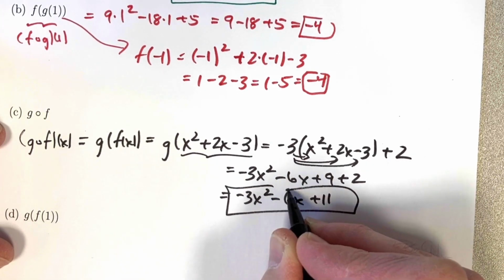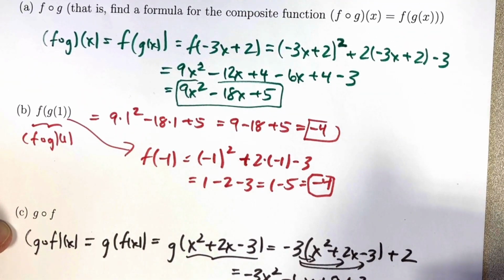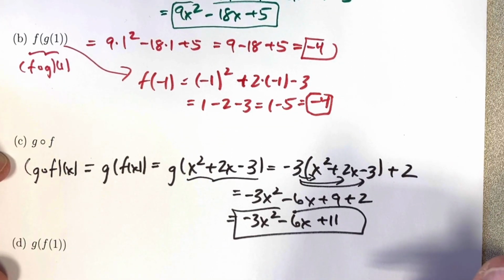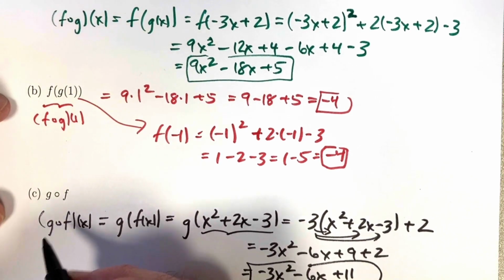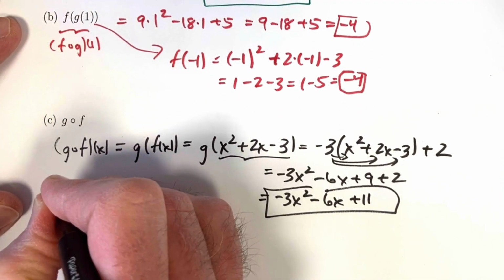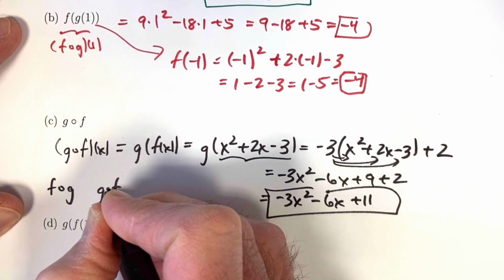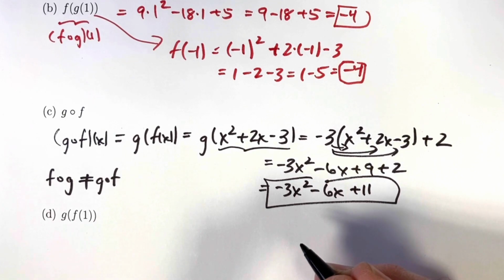Wait a minute. That's a different answer than part A. That's not necessarily going to happen, that they're going to be equal. You can get a different answer. In general, in fact, you do. Function composition, the circle operation in general is not commutative. F circle g and g circle f, f o g and g o f, are not in general the same function. Once in a while they are, and there's one important circumstance where they are, but in general they're not the same function.